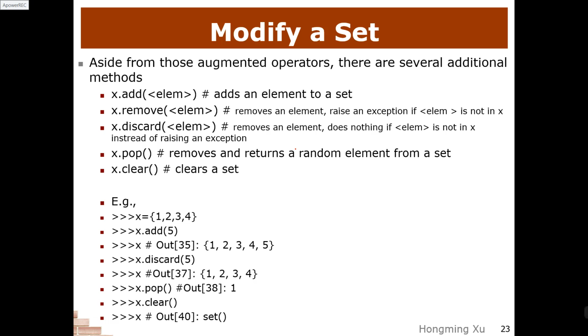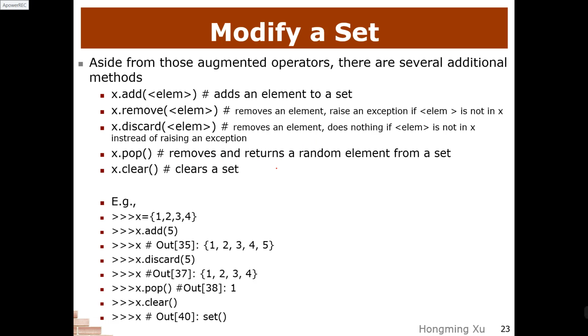Aside from these augmented operators, there are several other methods, like add. We can add an element to a set. We can also remove an element by the remove function, or by using the discard function. But these two functions have a little difference. The remove function removes an element; if the element is not in x, it will raise an exception. But for the discard function, if the element is not in the set, it does nothing.